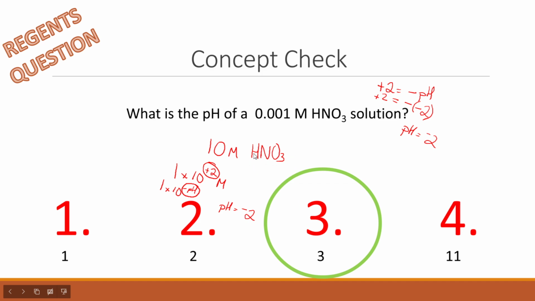So if it said, what is the pH of a 10 molar? Exactly, Cayenne. Right? We will never have a problem with a positive exponent. It will always be negative because we don't want anything too acidic. Right?